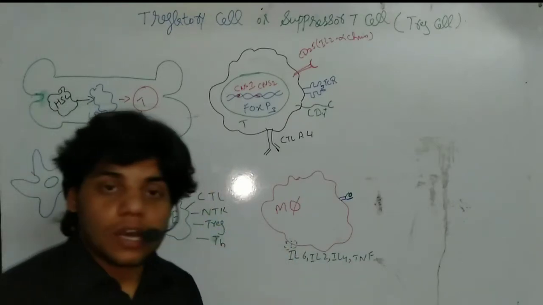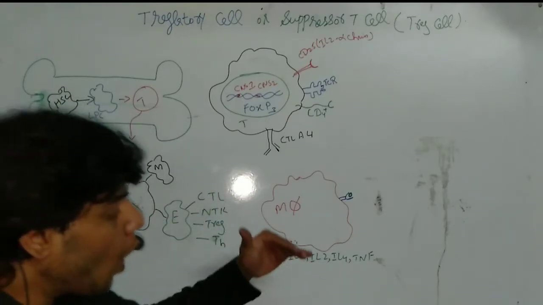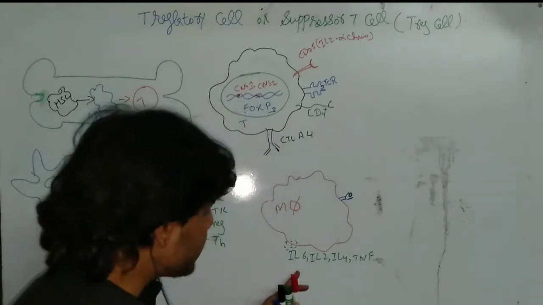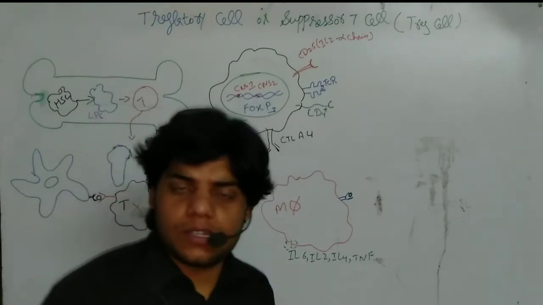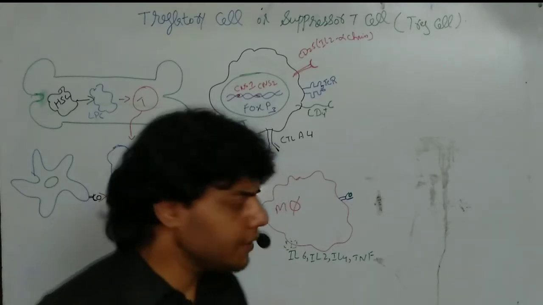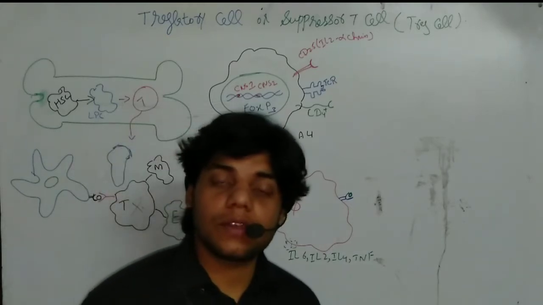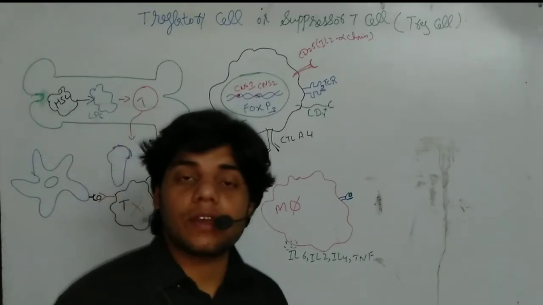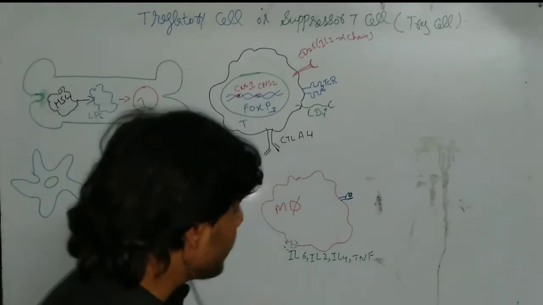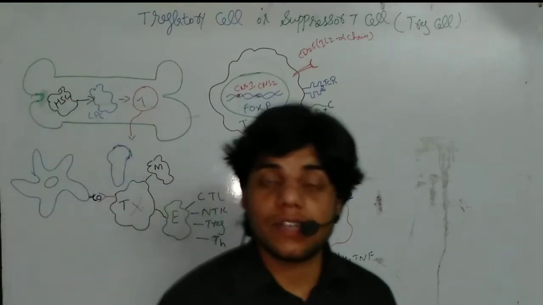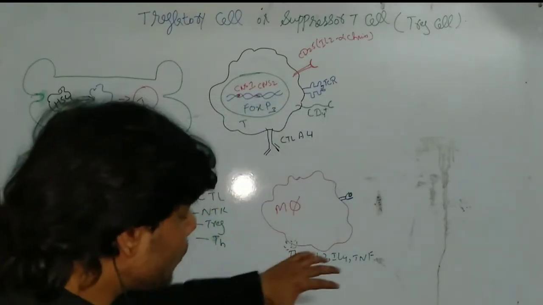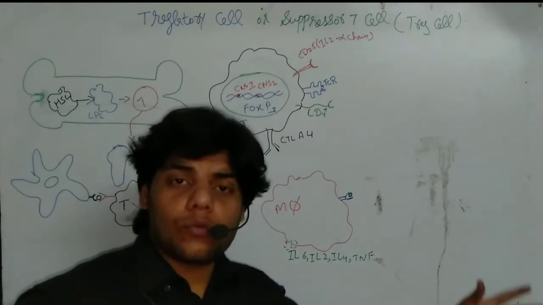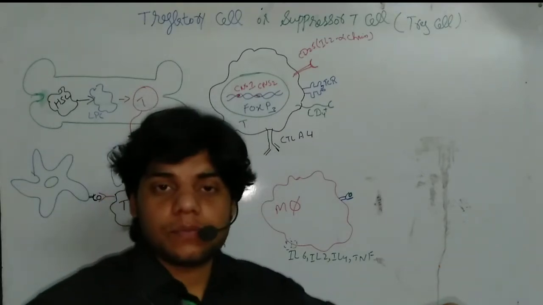Once these cytokines are produced, a lot of T cells are attracted. For example, interleukin 6 will attract the helper T cell, interleukin 2 will attract the cytotoxic T cell. Let's suppose interleukin 4 will attract the helper T cell 2, and tumor necrosis factor will attract natural killer cells. So we can say that a lot of cytokines are produced and a lot of cells are attracted.